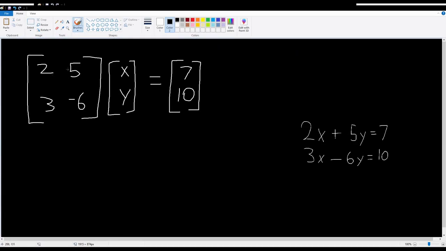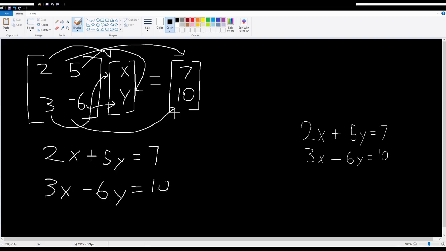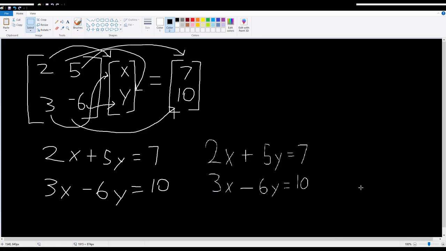In this small example, you can see the x column on the left with 2 and 3 being the coefficients for x, and the y column on the right with 5 and negative 6 being the coefficients for y. When you multiply this matrix out, you get the same system of equations that generated it in the first place, meaning that this matrix representation is equivalent to the system of equations.